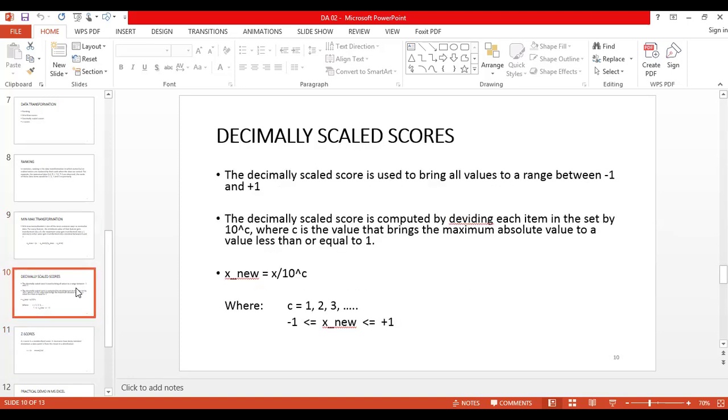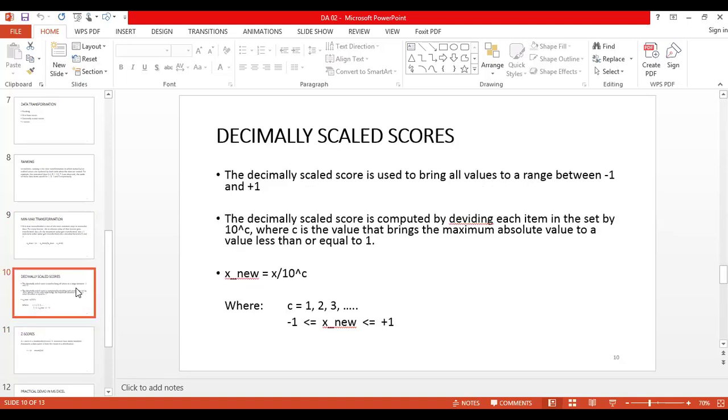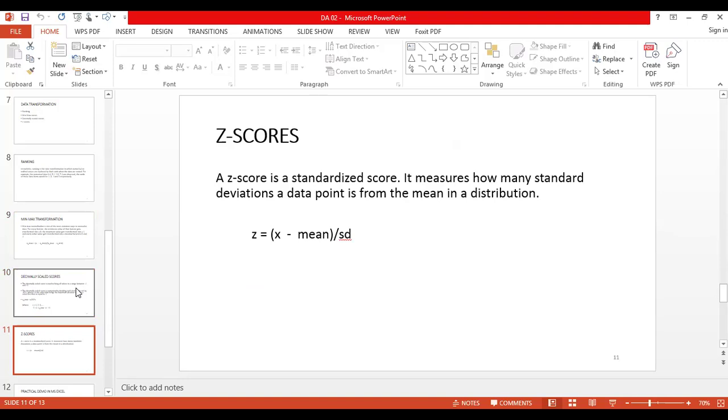So when you do a data transformation, which is also called normalization, the data is streamlined, and that makes the processing of such data much easier, faster, and more efficient. Then we also talked about the z-score transformation. This is how you do a z-score transformation.